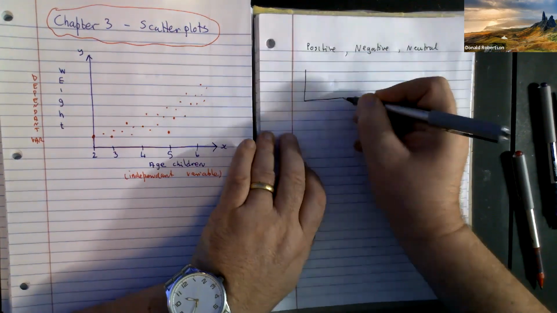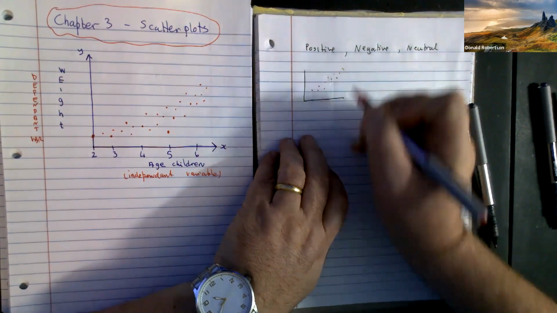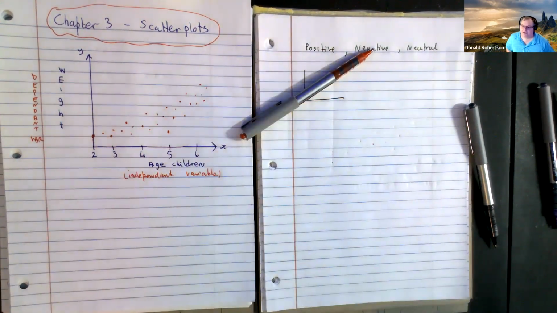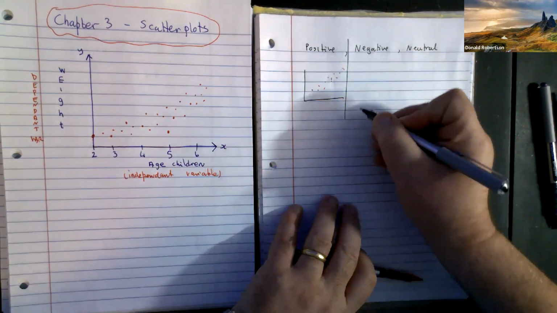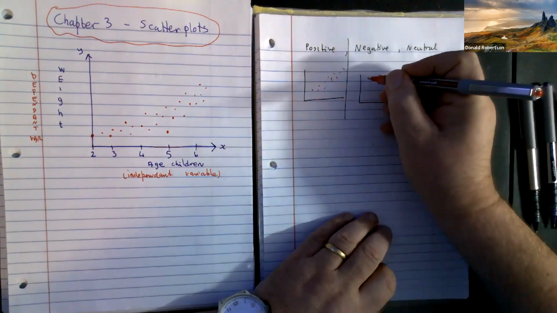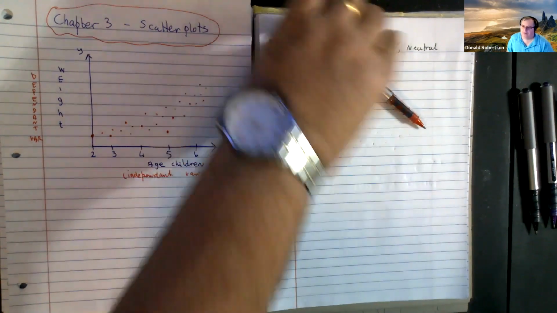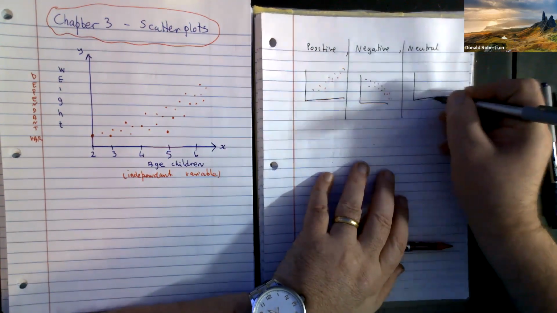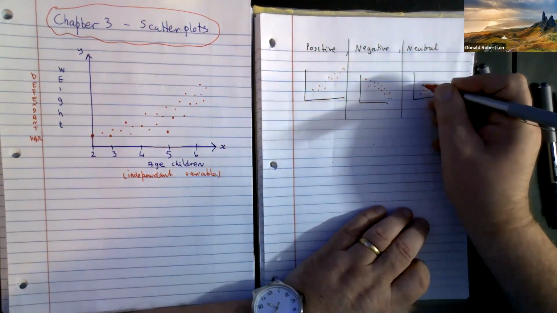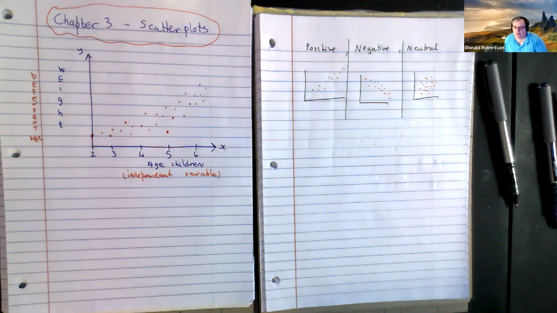Now, a scatter plot that is positive basically means that the data is going uphill, right? It's increasing. As x gets bigger, so does y. And so that's positive. A negative scatter plot would be, right, things are going downhill. And a neutral scatter plot would be where there's no obvious going up or going down. That's just pretty circular and random.